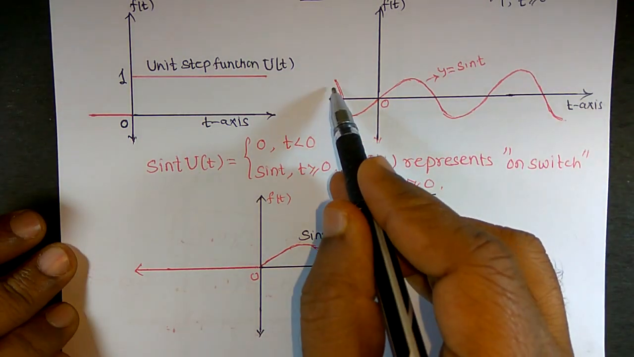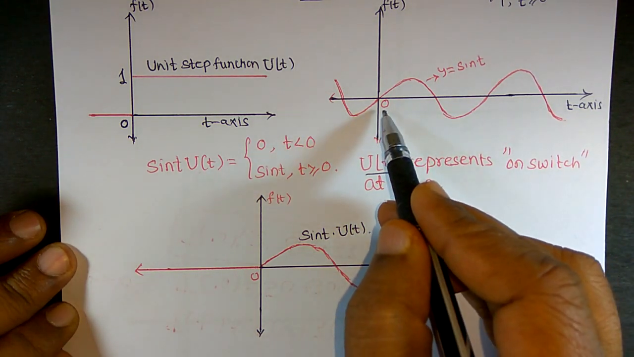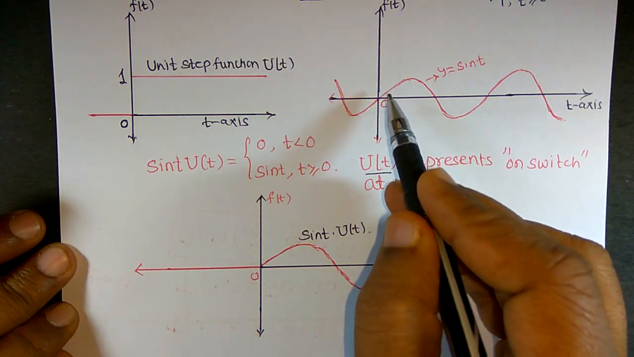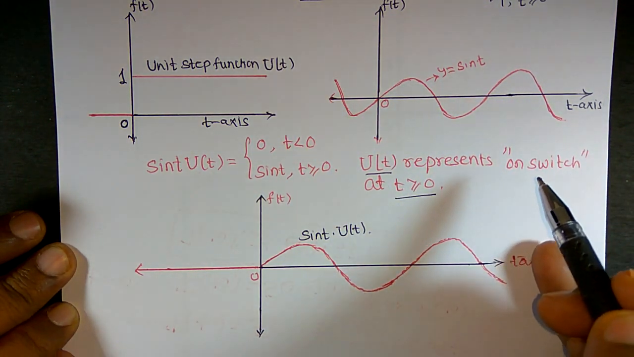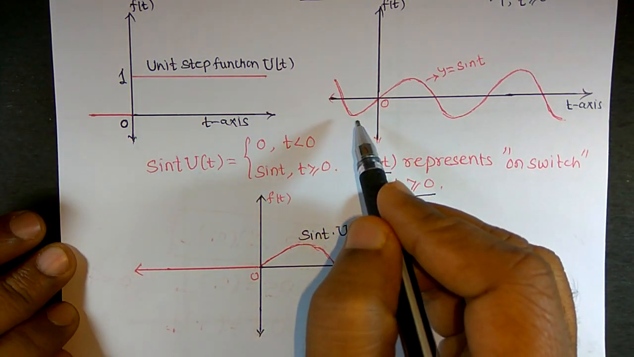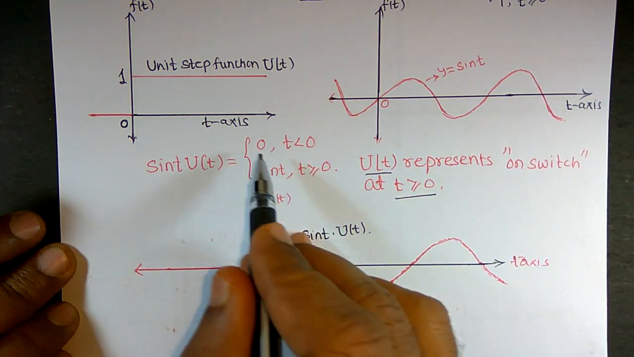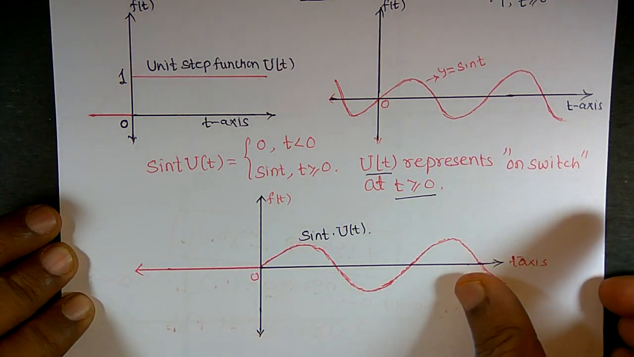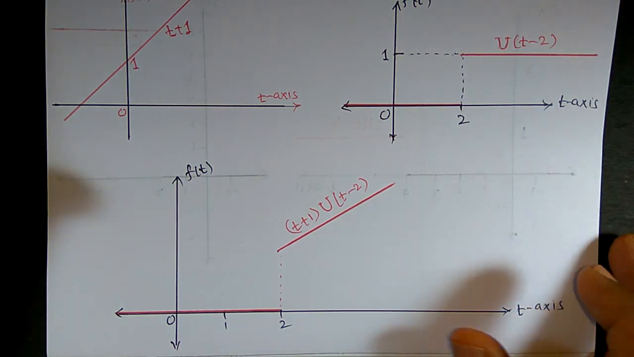So this part is not visible when t is less than 0. When t is greater than or equal to 0, the remaining part, the right hand side of the f of t axis, remains as it is. Or sometimes we can say that this part is cut off when t is strictly less than 0. That is the meaning of this function. Okay, now I want to give one more similar type of example.